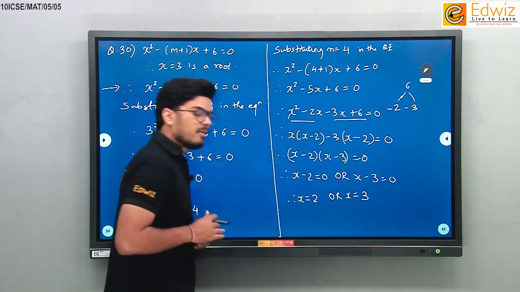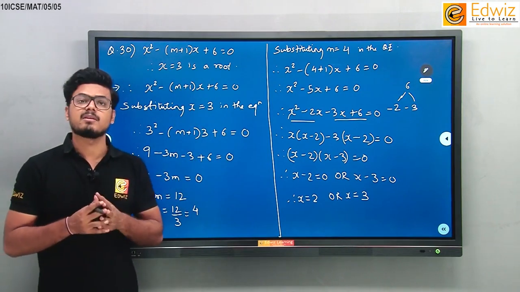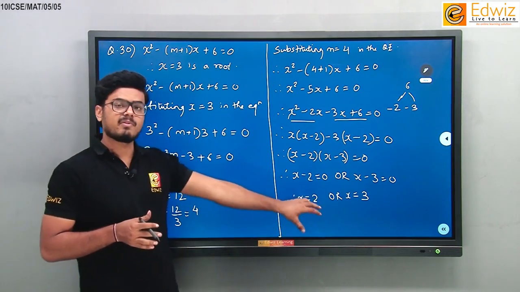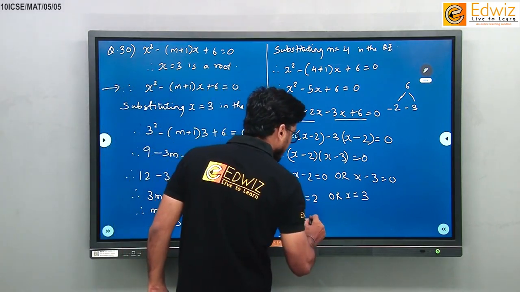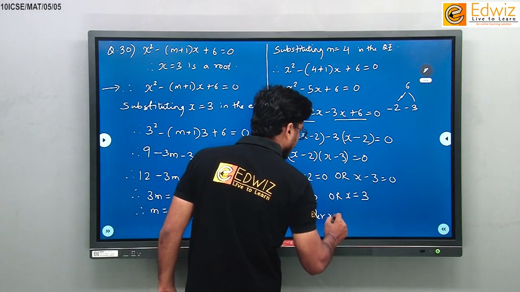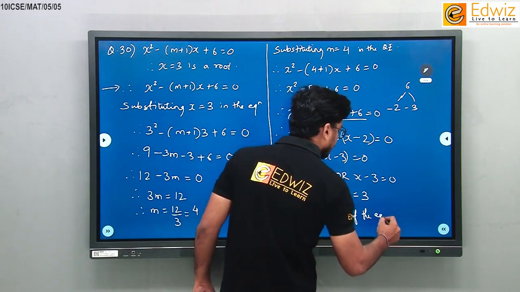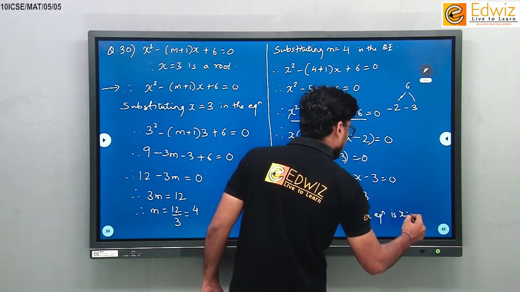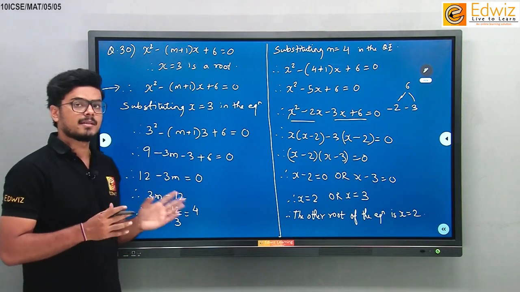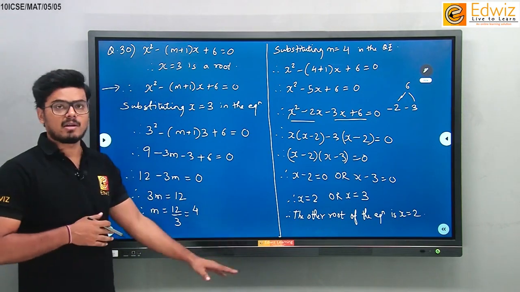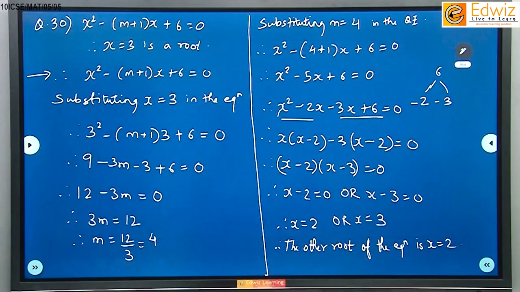As you can see, we are getting x equal to 3, which was originally one of the roots. It was given in the question only, but the second root that we found out is x equal to 2. Therefore, the other root of the equation is x equals 2. So this is the solution for question number 30. I hope you understood this. Now I'll give you 1 minute to note this down, then we'll move on to the next question.